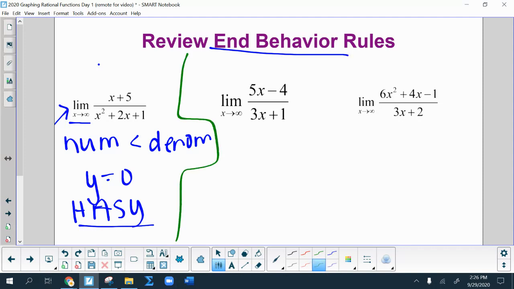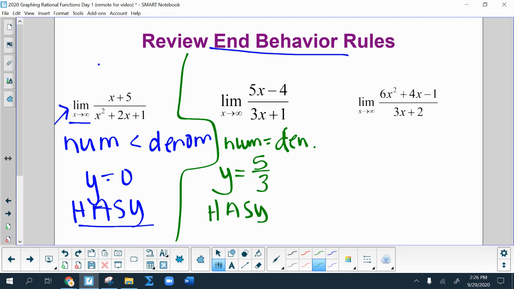Okay, this one here, the highest power in the numerator is 1, and the highest power in the denominator is also 1. So they're equal to each other. When this happens, the horizontal asymptote is the leading coefficients in front of those highest powered x's. So in this case, that's 5/3. And again, that's the horizontal asymptote now. So 5/3 is your horizontal asymptote.